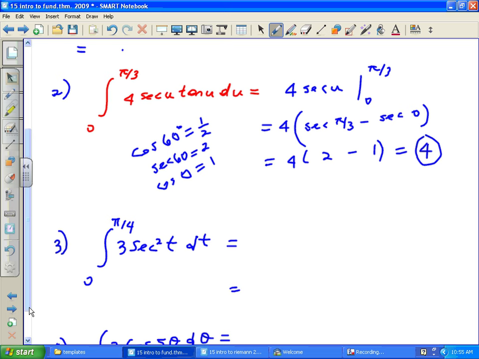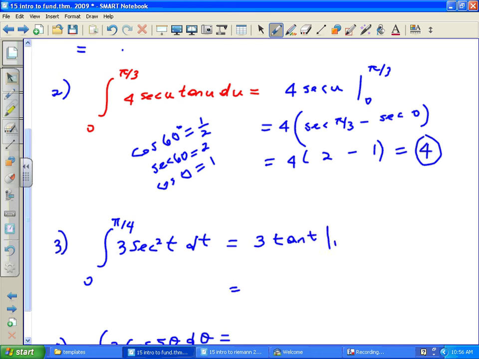Okay, the integral of secant squared t dt, 3 times secant squared from 0 to pi over 4. Once again, what is the antiderivative of this function? Again, think of a function whose derivative is secant squared, right? Which is the tangent, exactly, the tangent function.